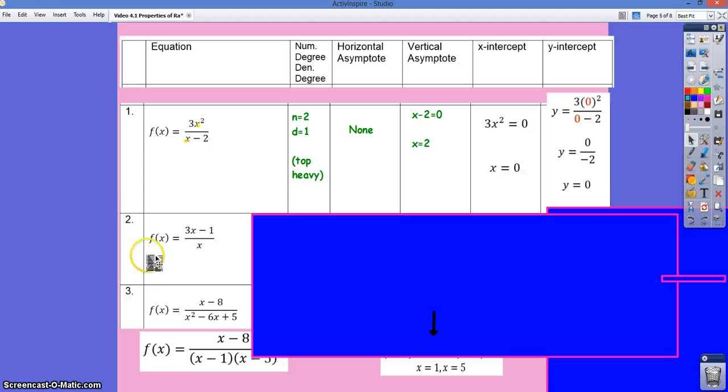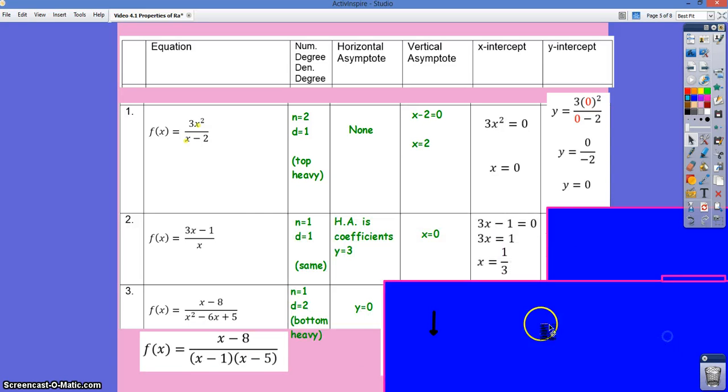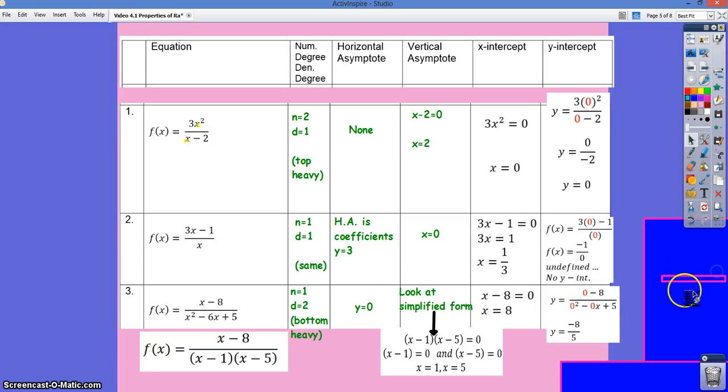What I want you to do now is copy examples 2 and 3 down. Here's numbers 2 and 3, and I want you to fill in the rest of the table like we did above. Go ahead and pause the video and then unpause it when you're ready to check your answers. Okay, we're back. Let's check our answers.